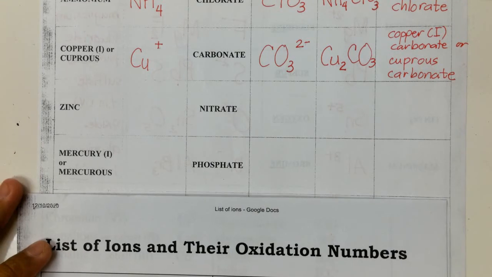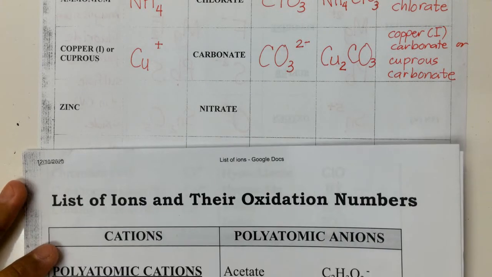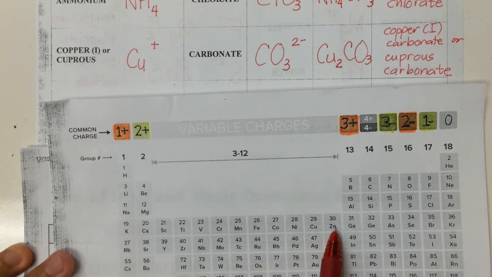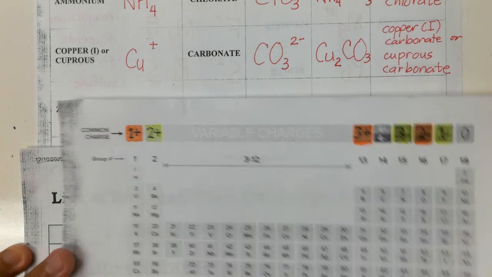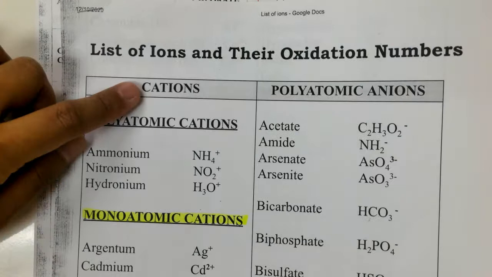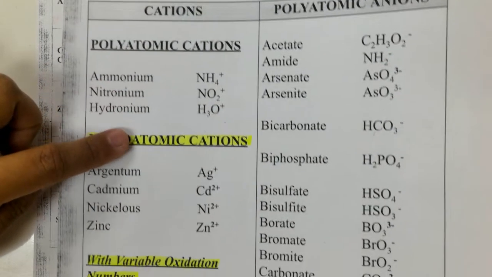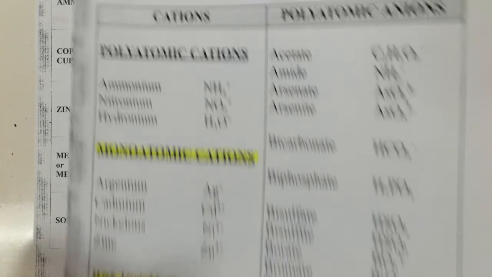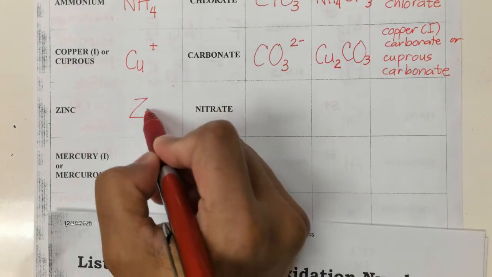The fourth one is zinc and nitrate. And we know that zinc is found in the middle part of your periodic table. So that means you don't depend on the periodic table, but instead you go to your chart for zinc. So zinc is a cation because that's written first in there, and you look for zinc. Zinc is here, so that's Zn2+.